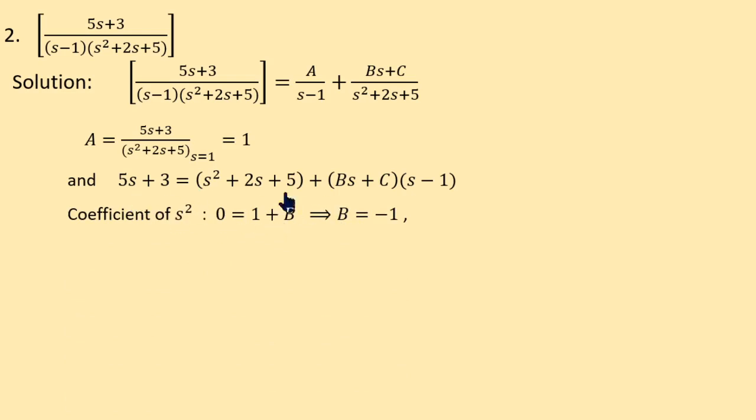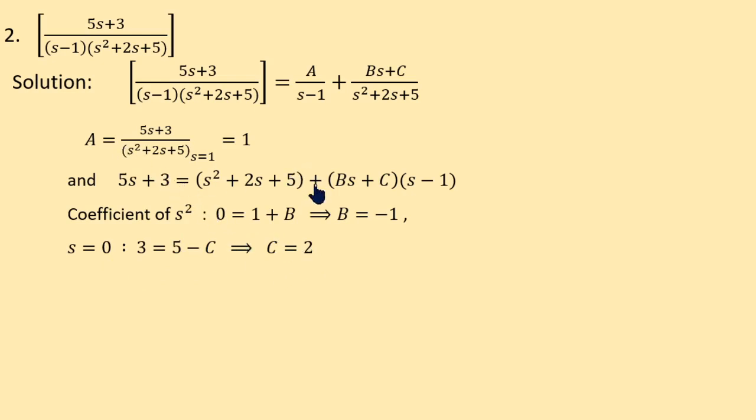And then put s equal to 0 both sides. Left hand side here 0. When s equal to 0, these two become 0. Here 5. When s equal to 0, this becomes 0. C into minus 1. So minus c. 5 minus c is 3. And c is 5 minus 3. And hence c becomes 2.